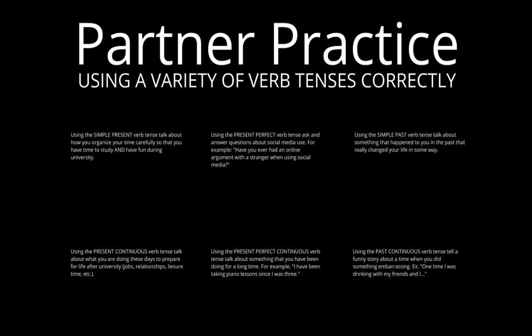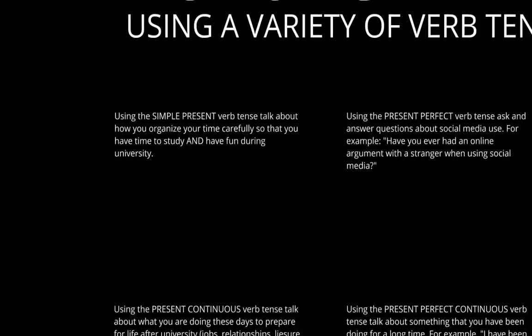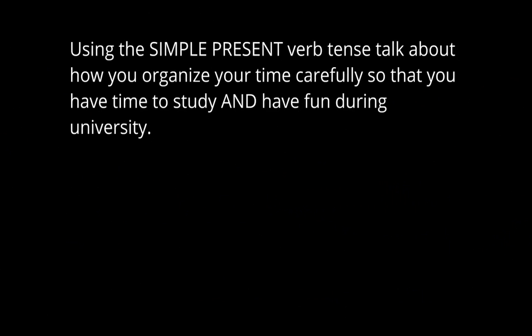Then I have a variety of verb tenses for partner practice here. There's 6 questions here. I would like for you to write down an answer briefly to each of these questions in your assignment notebook. First, using the simple present verb tense. Talk about how you organize your time carefully so that you have time to study and have fun during the university semester.